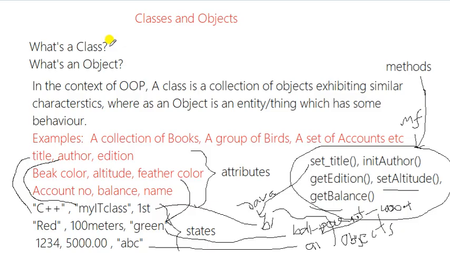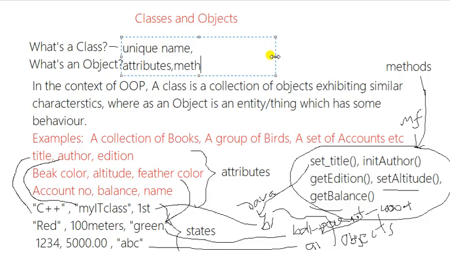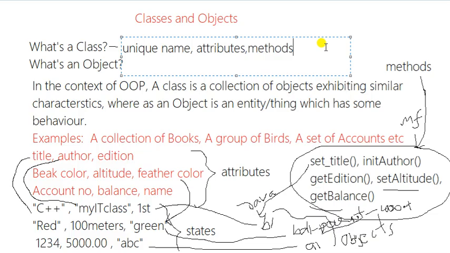A class, this is a class. So the class has a name like bird, book, account. A class has a unique name. And then what does it have? It has a set of attributes. Say the class account has balance, name, account number, a set of attributes, and a set of methods. A set of methods or functions you can call. They are one and the same.